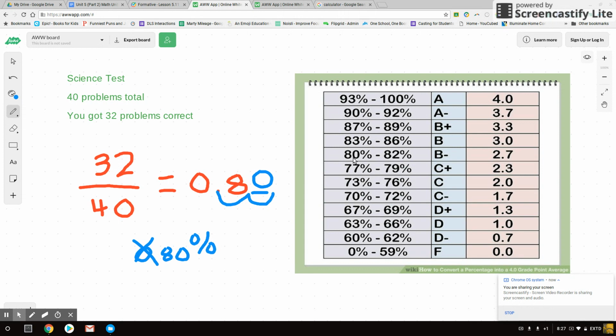If I look on the scale, 80% would get me a B minus. So on this test, the grade that my teacher would probably put on the top would be a B minus. Okay, so that's how that works a little bit.